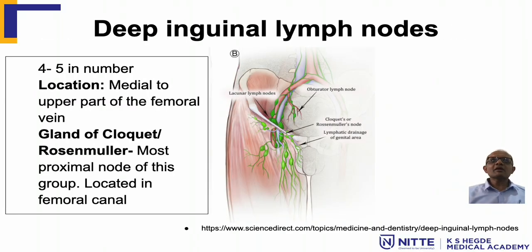Let's go to the deep inguinal lymph nodes. The deep inguinal lymph nodes are again 4 to 5 in number. They are located medial to the upper part of the femoral vein, which has been shown as a blue line in this image provided. The most proximal node of this group is called the gland of Cloquet or Rosenmuller, which is located in the femoral canal.